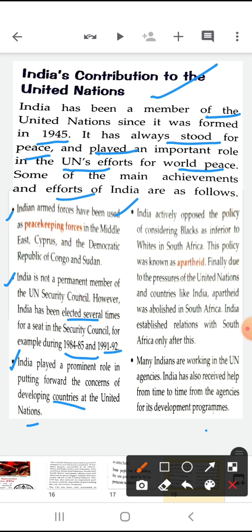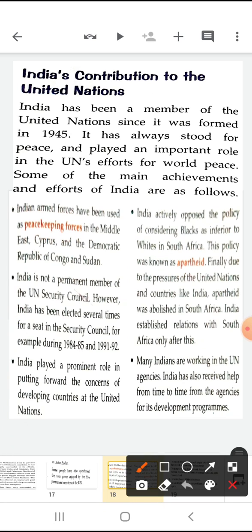India actively opposed the policy of considering blacks as inferior to whites in South Africa. This policy was known as apartheid. Finally, due to the pressure of the United Nations and countries like India, it was abolished in South Africa. India established relations with South Africa only after this. Many Indians are working in UN agencies. India has also received help from time to time from the agencies for its development programs.